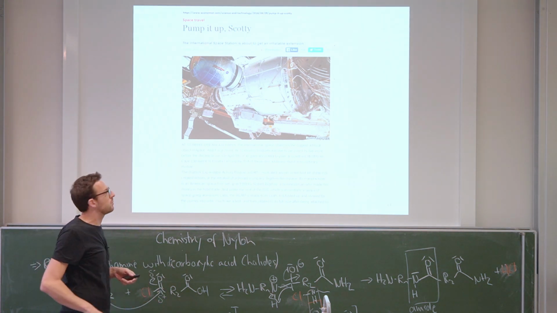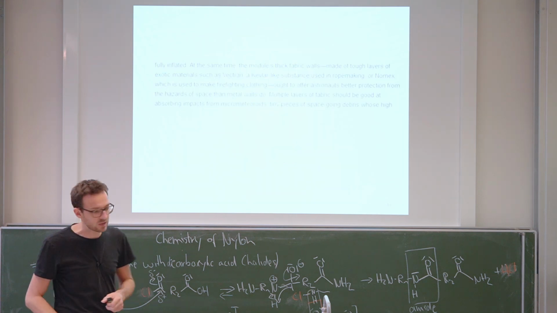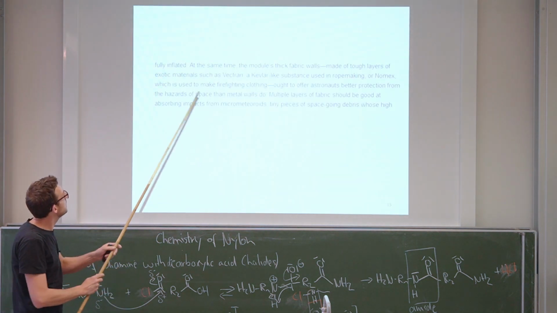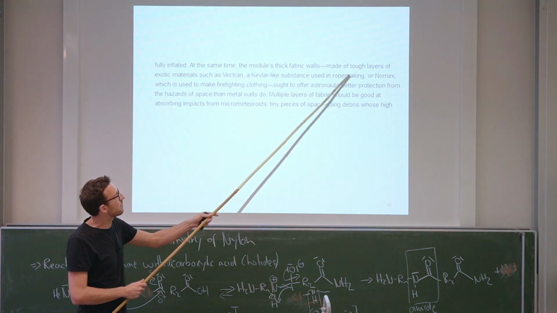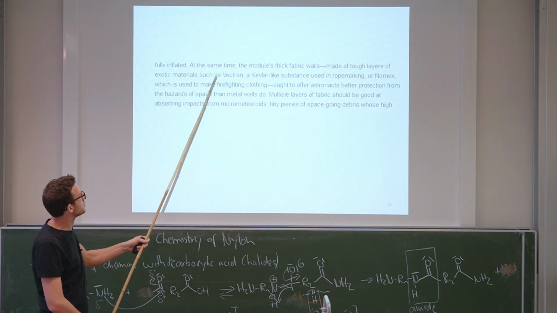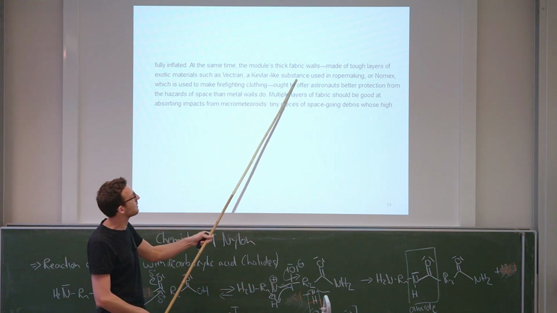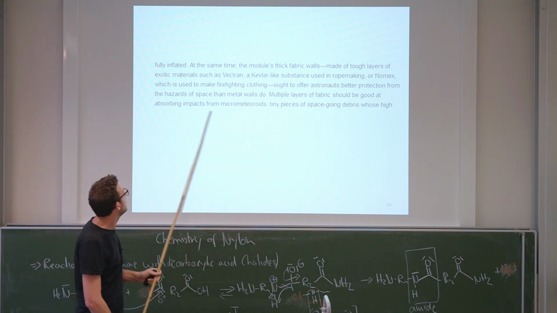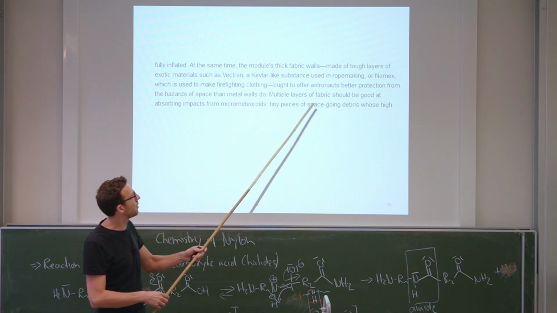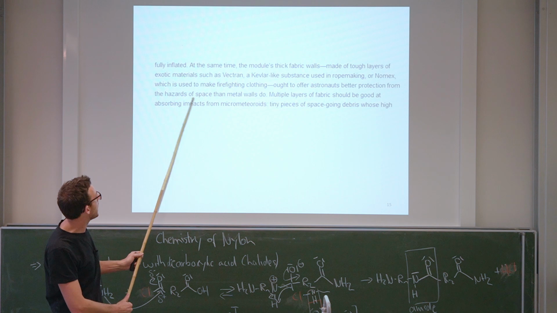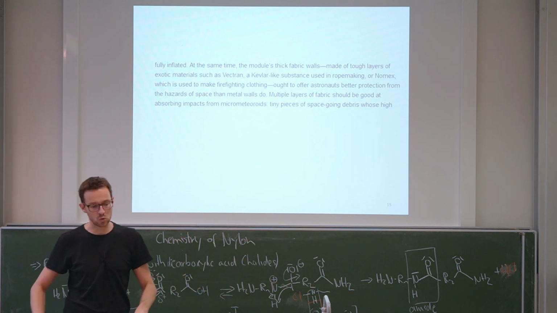So really, this cannot be a classical tent. What this is made from is, as we see here, at the same time, the module's thick fabric walls made of tough layers of exotic materials such as Vectran, a Kevlar-like substance used in rope making, or Nomex, which is used to make firefighting clothing, to offer the astronauts better protection from the hazards of space than metal walls do.